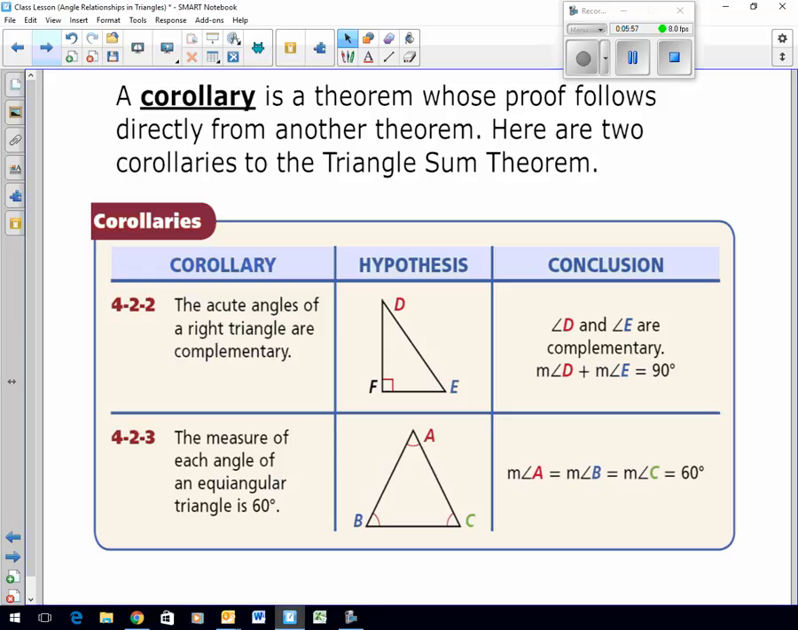What? Because I wasn't even listening. There are two angles that equal. Wait, what was the question? Yeah, you got it. So you say it's 90? Because all three angles, go ahead.